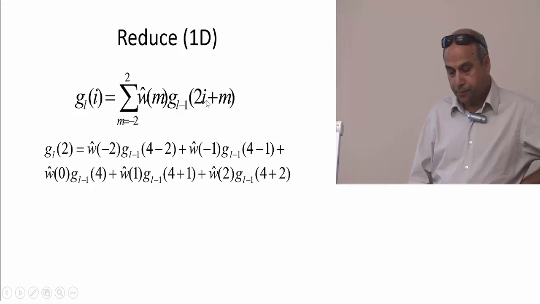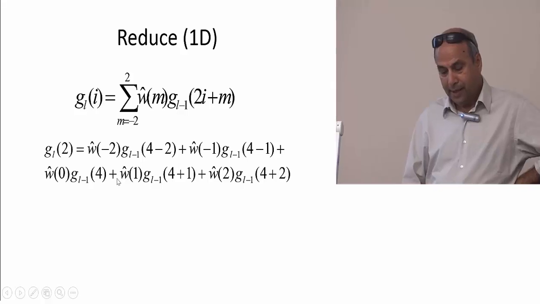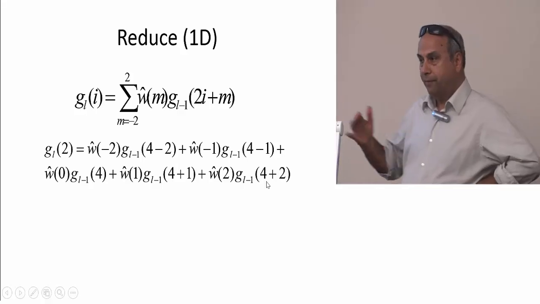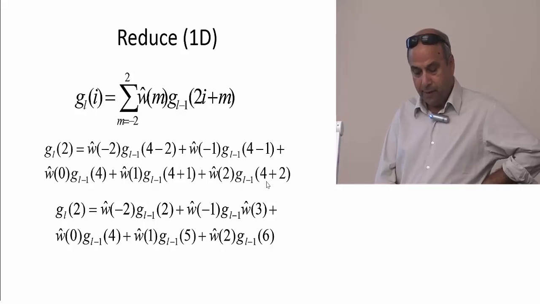So i is 2, m is -2, so it'll be 4 - (-2). Then I take m equal to -1, so it becomes w hat -1, and here is 4, and m is -1. Then I take m equal to 0, and this becomes 4, because this is 0, then 2 multiplied by 2 is 1, and like that I can expand this for the 5 terms from -2 to 2.